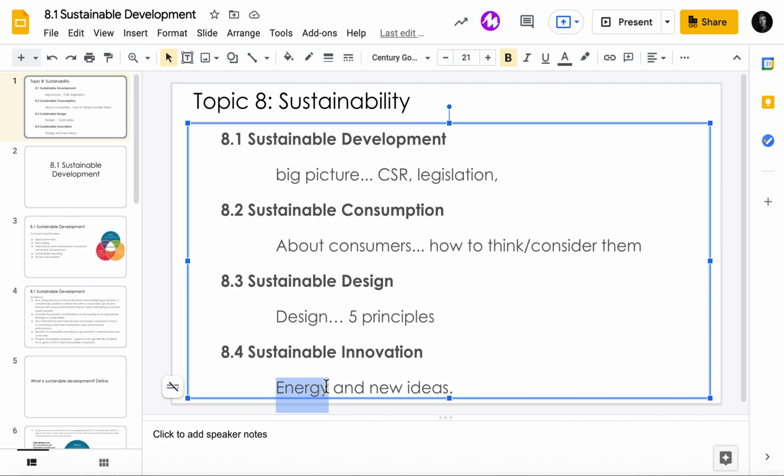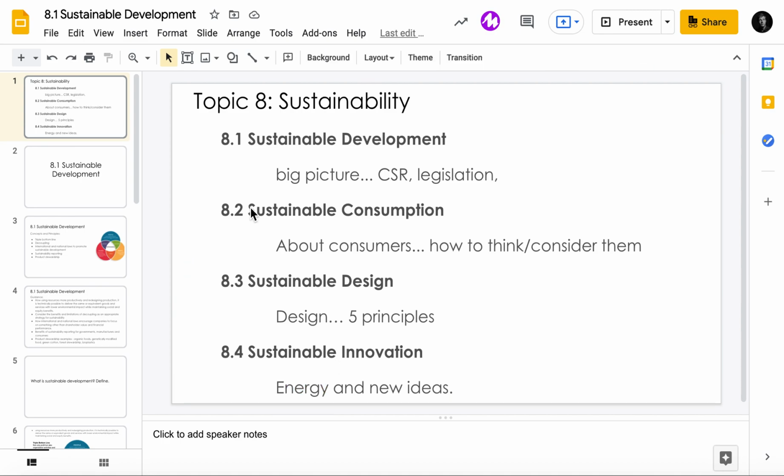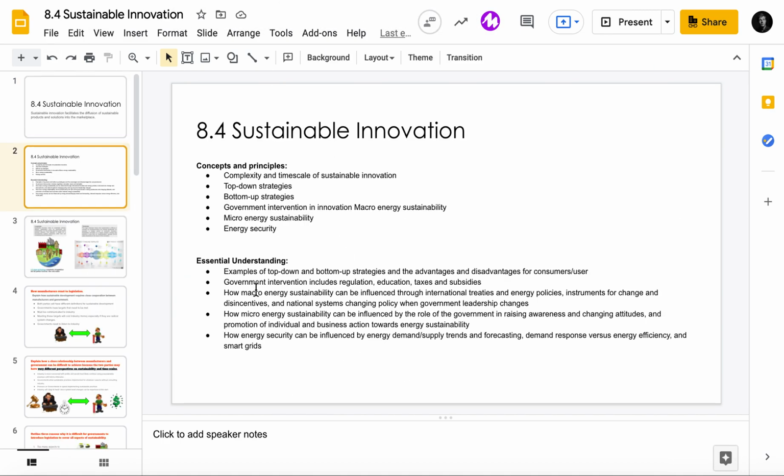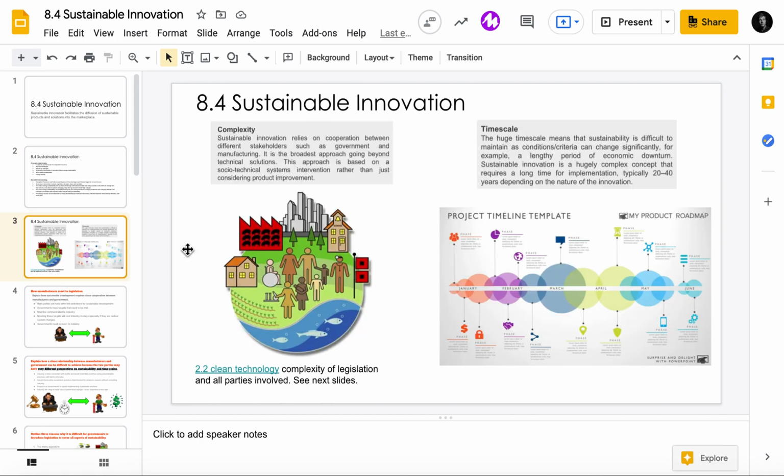So this is a lot more about energy, governments, and then a little bit about new ideas, but a big thing is this focus on energy. So here we go. Have a look, press pause if you want to read some of the important concepts and things to consider, but we'll break this down and go through all these things as we go through the topic.